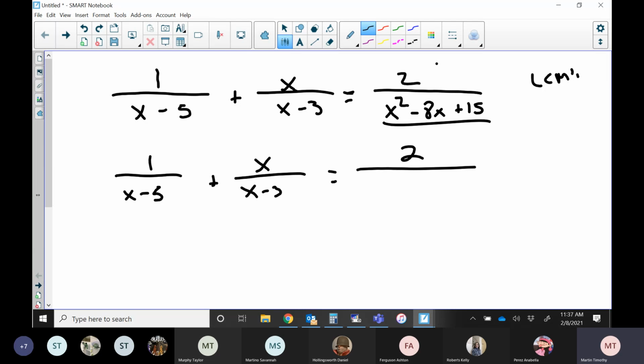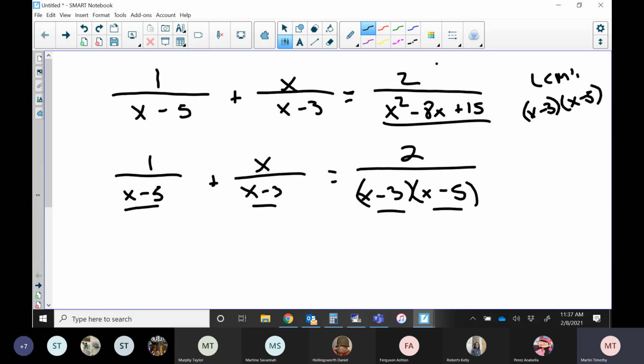So factor, this is what we're doing. That turns into a x minus 3, x minus 5. Well, then I look and I love this one because this has an x minus 5, this has an x minus 3, this has an x minus 3 and an x minus 5. So my least common denominator is going to be x minus 3, x minus 5. And what happens is I'm going to multiply each one of these fractions by this number.